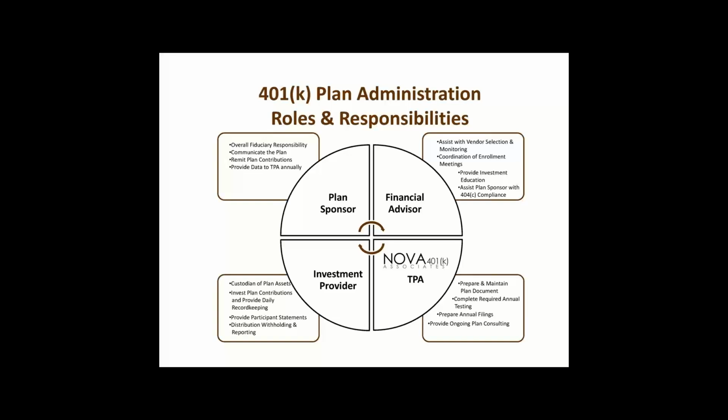And then neither us as the TPA or your investment provider can provide investment advice or really help your clients with how to allocate their portfolios. So I say clients, your employees. And so your financial advisor that's attached to this can help with those types of services. And so together, the three organizations provide services to the plan sponsor.